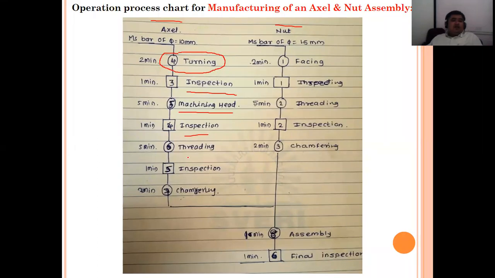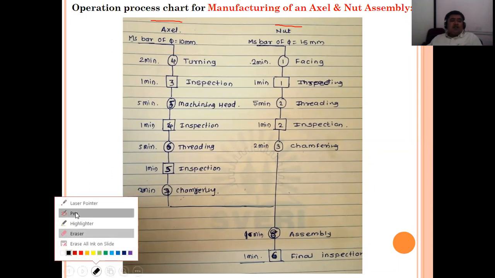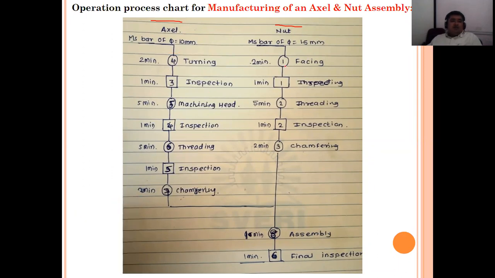Okay, so inspection is represented in a box and operation is represented in a circle. These are the basic symbols, and they are represented this way. Similarly, if you go to the next side, here also, operation is represented in a circle, and inspection is represented in a box. So like this, the things are there.